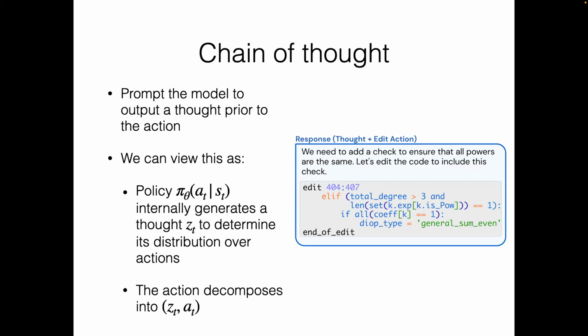Also you could view this as the action decomposing into two different parts. So now you have a joint distribution over thoughts and actions. And then what I was getting at is you can decide, when you go to apply a loss when you're training the model, whether it's over just the actions or over the thoughts and actions. Typically, it is over the thoughts and actions.